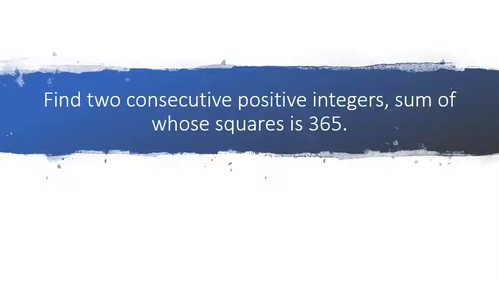Find two consecutive positive integers. Now the question is consecutive positive integers. Consecutive, I've told you, if one number is 3, the consecutive number will be 4. If it is 7, next will be 8. So if one is x, then the other one will be x plus 1. That is consecutive. First one is 3, 3 plus 1, 4. 7, 7 plus 1, 8. So consecutive numbers, positive integers.